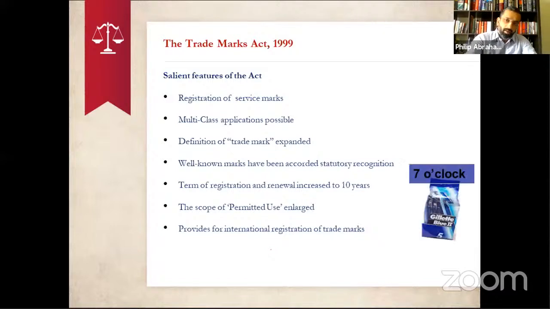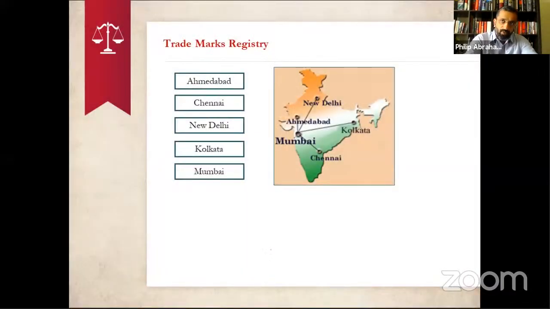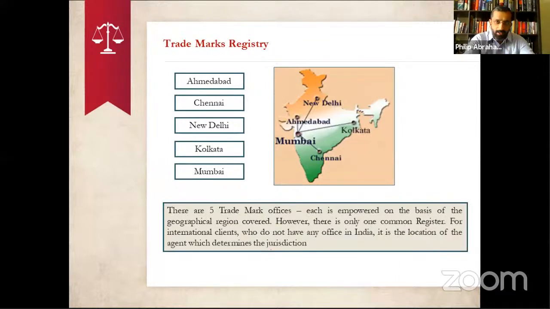Now, coming to the trademark registries dealing with intellectual property rights in India. The trademarks offices are situated in 5 cities: Ahmedabad, Chennai, New Delhi, Calcutta, and Mumbai. However, the patent office is not there in Ahmedabad. It's only in Chennai, New Delhi, Calcutta, and Mumbai. And each is empowered on the basis of geographical region covered. There is only one common register. So despite the fact that there are 5 offices, the register of trademarks is only one.